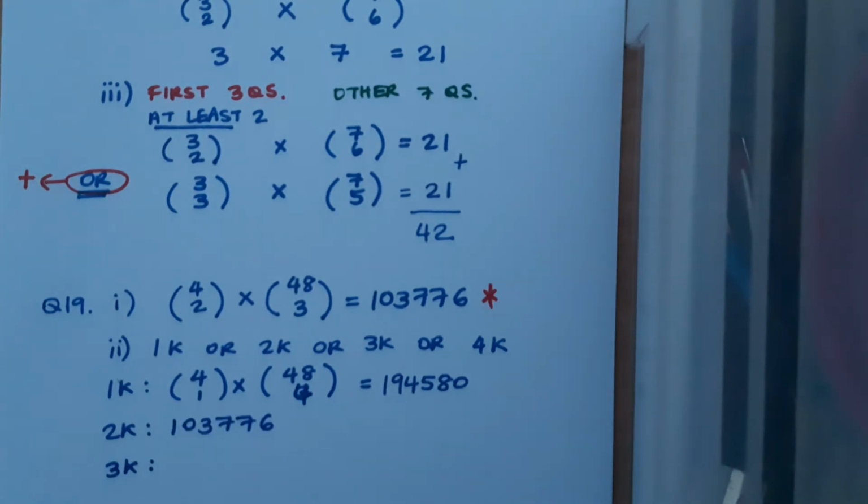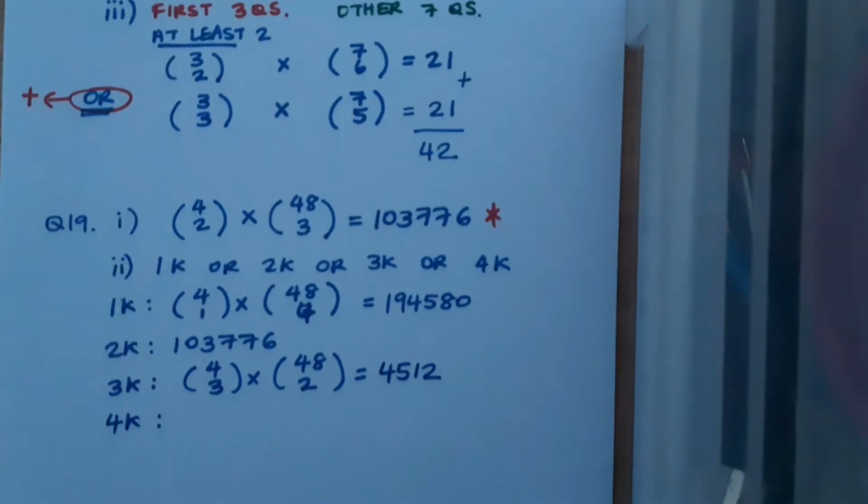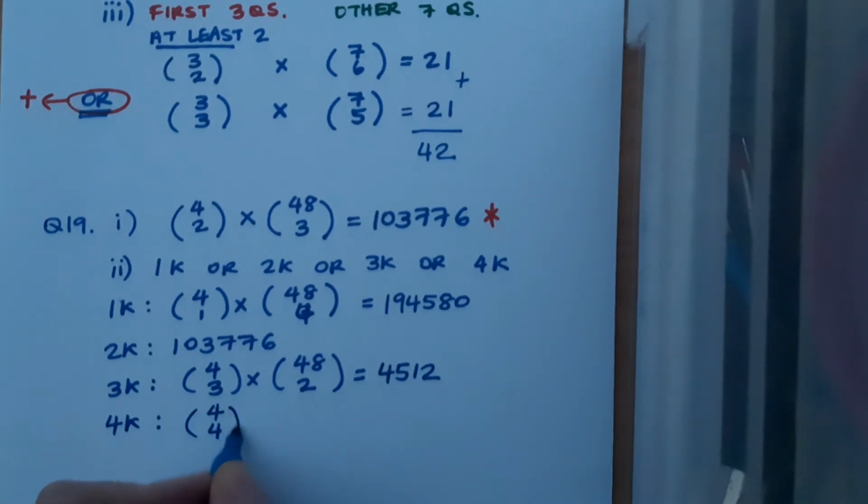Next, I have my 3 king option. So for 3 kings, I've got 4 kings. I'm going to pick 3 of them, and then from the remaining 48 cards, I need to pick 2 more cards. So I can go to my calculator, and I get 4,512 for this answer. And finally, my last option then is that I have 4 kings. So I'd have, from the 4 kings, I'd have to choose 4 of them.